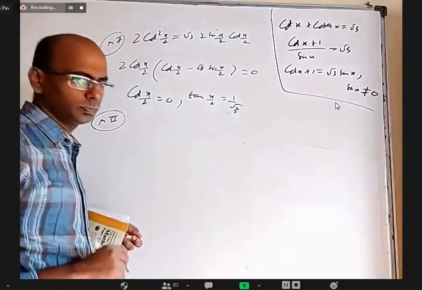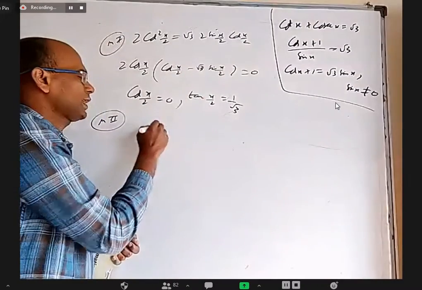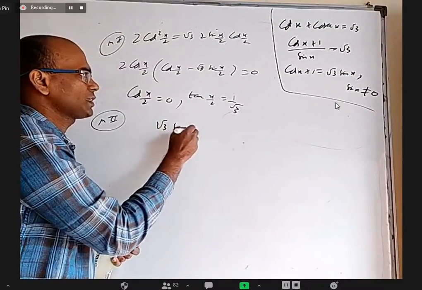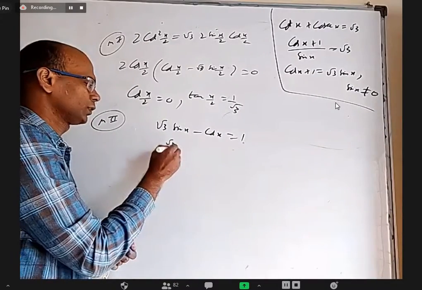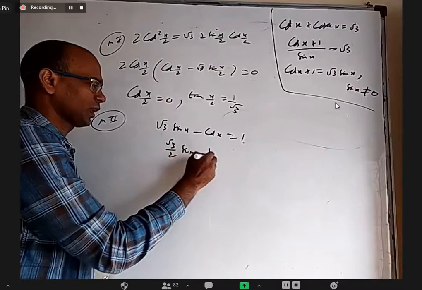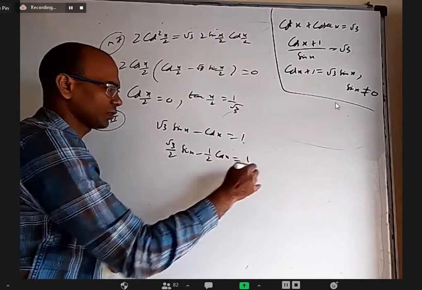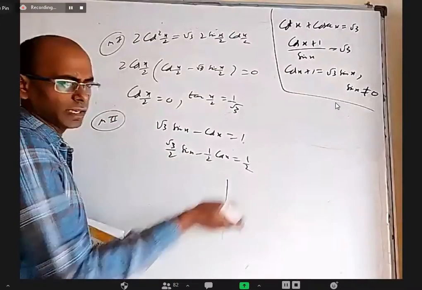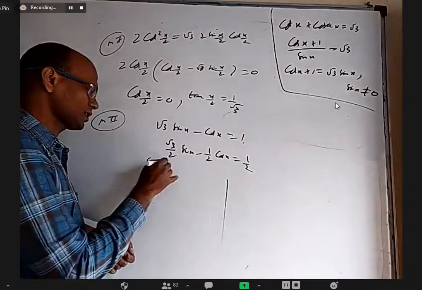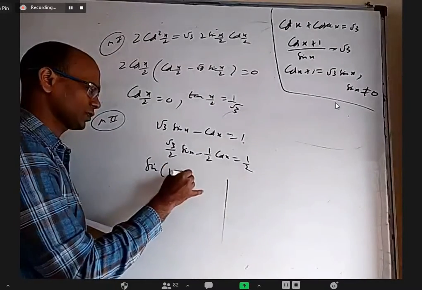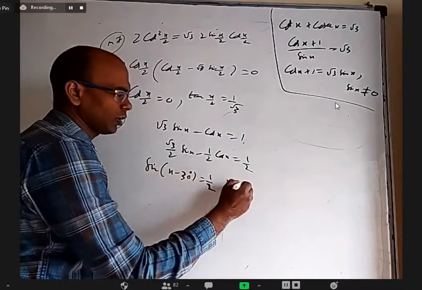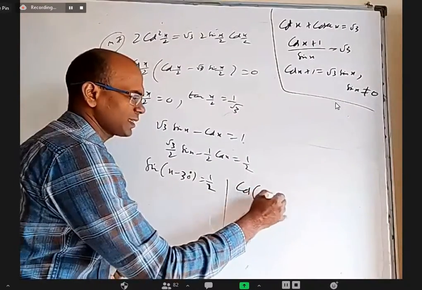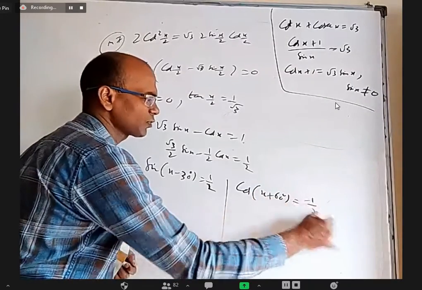Method 2. You can send sin x to the other side. Root 3 sin x minus cos x equal to 1. You divide with 2. Root 3 by 2 sin x minus 1 by 2 cos x equal to 1 by 2. You can convert this into sine or cos. If you convert it into sine, it is sine of x minus 30 degrees equal to 1 by 2. If you convert into cos, it is cos of x plus 60 degrees equal to minus 1 by 2.